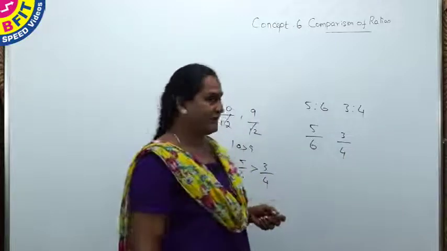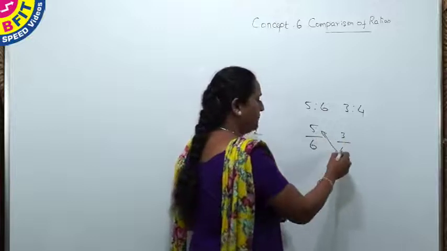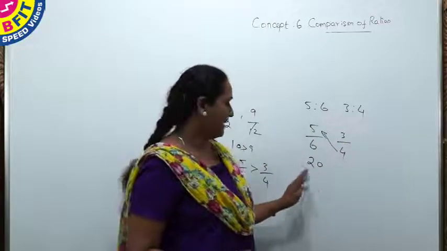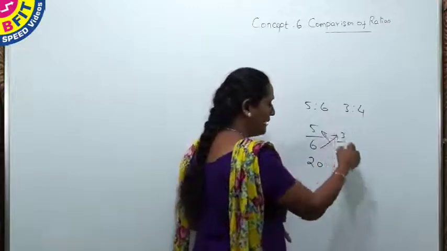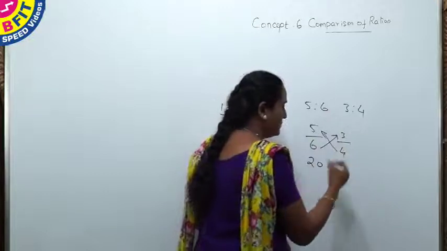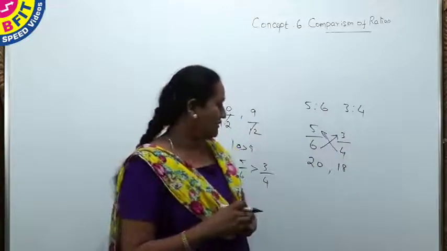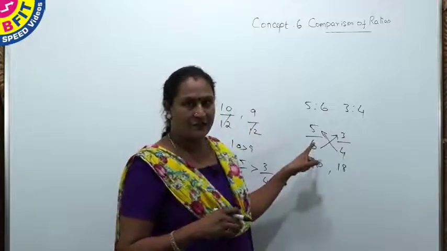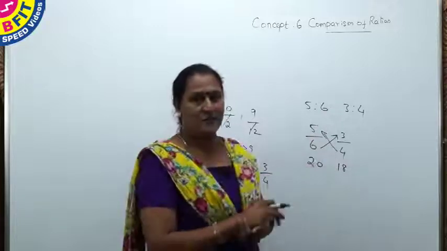So when this is given, instead of finding LCM, you just cross multiply. So 5 into 4, 20. So you write on the left hand side. 6 into 3, 18. So this is related to this 3/4 part. So write 18 here. So in this 20 and 18, which is the highest? 20 is the highest. So the value corresponding to this fraction is 20. So 5/6 is highest, then this 3/4.